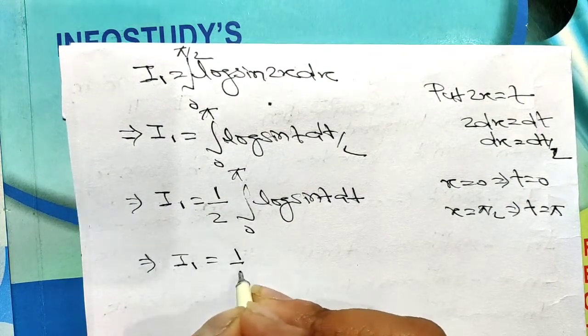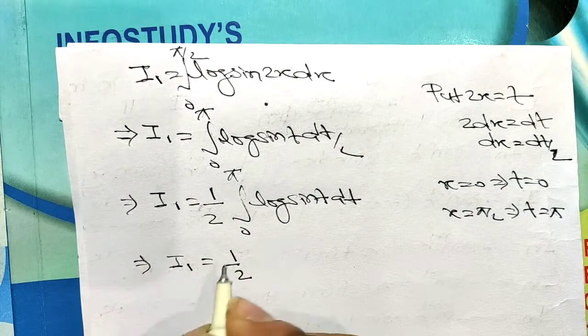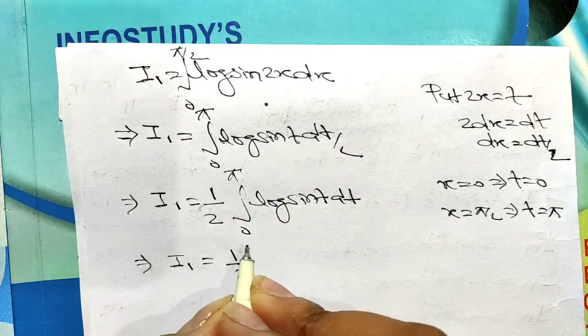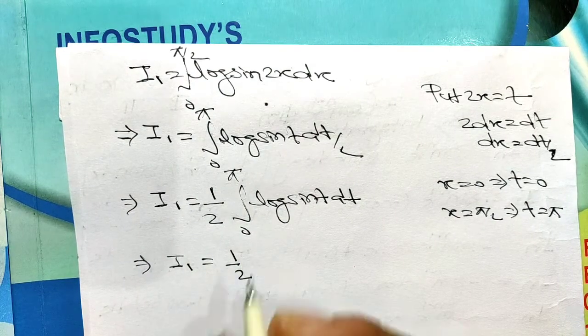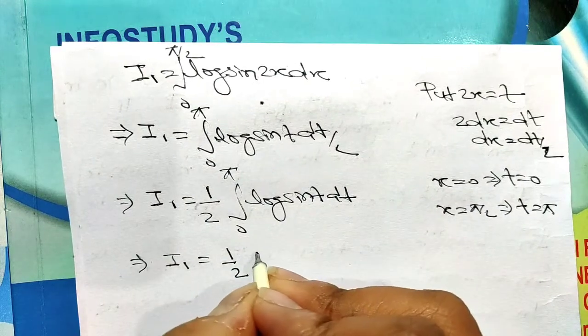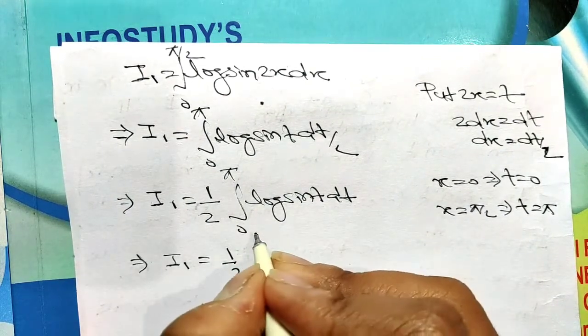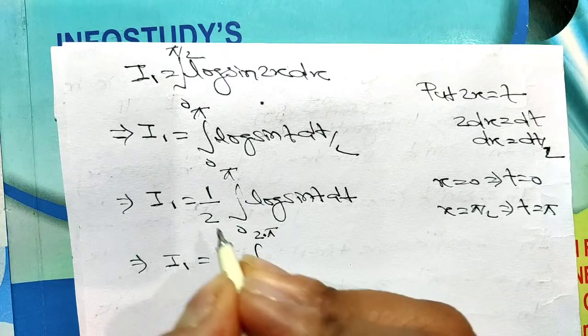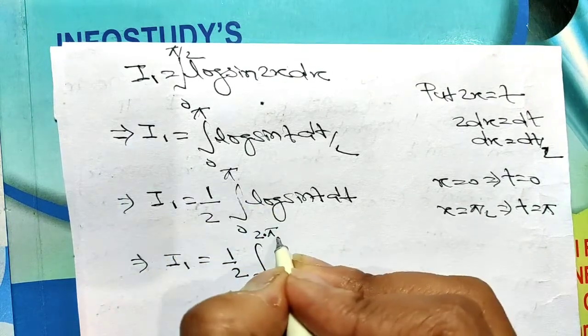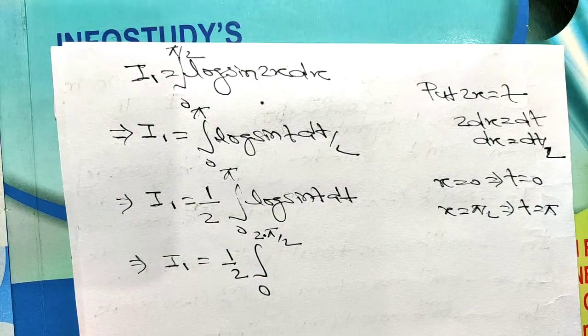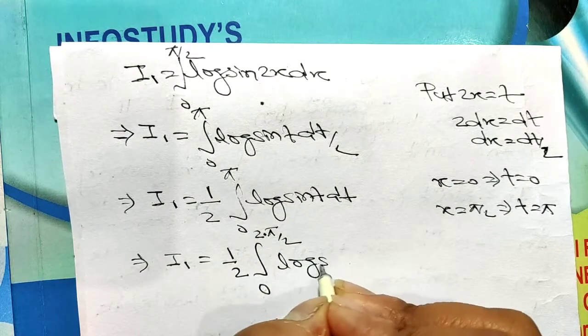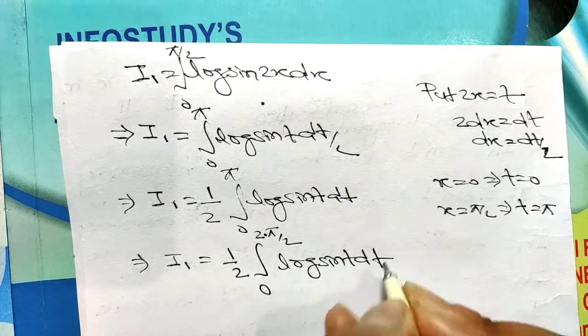I1 is equal to 1 upon 2. After this we are going to apply one of the properties of definite integrals. To use that property we are going to change something here. We can write it as 2 pi upon 2, log sin t dt.